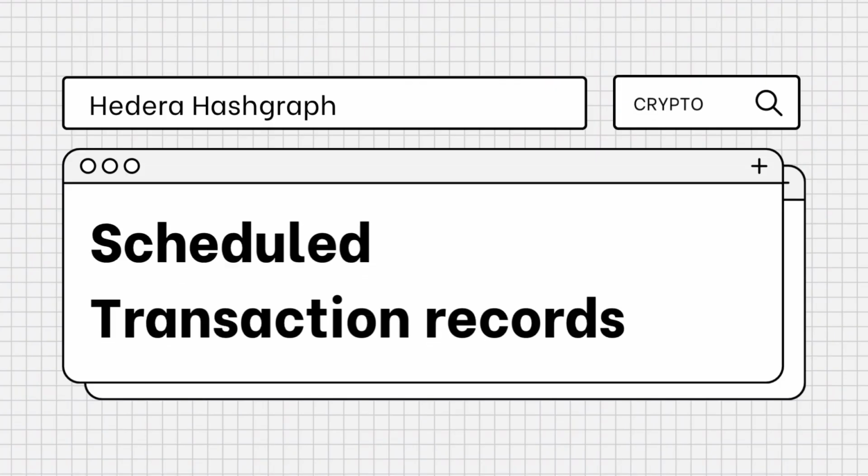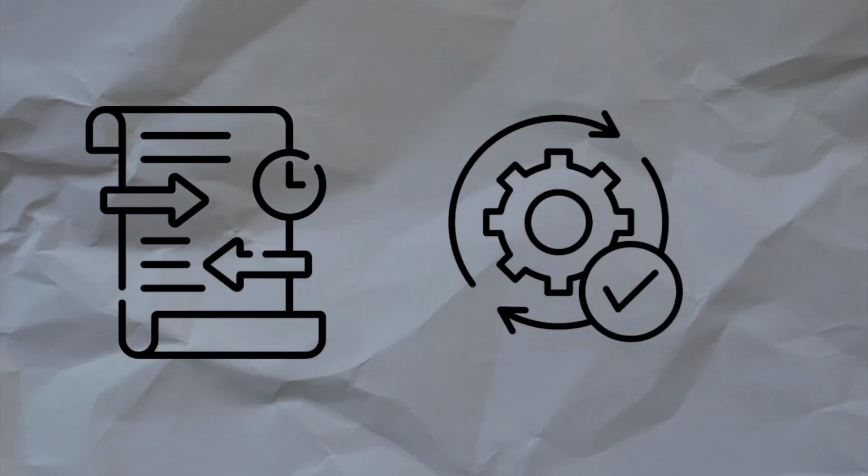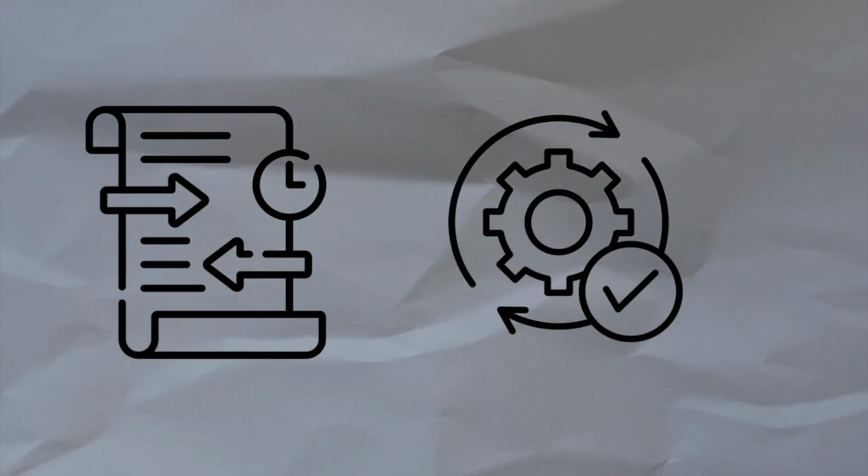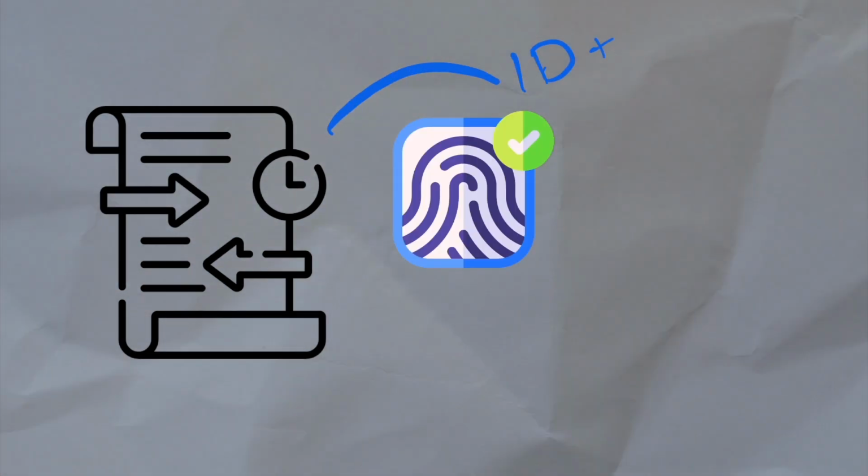Scheduled transaction records. Transaction records are created when any of the following situations occur. 1. Scheduled transaction is created. 2. Signatures are appended. 3. Scheduled transaction is executed. And 4. If the scheduled transaction is deleted by the user. The scheduled transaction record includes the ID of the schedule the record is associated with.